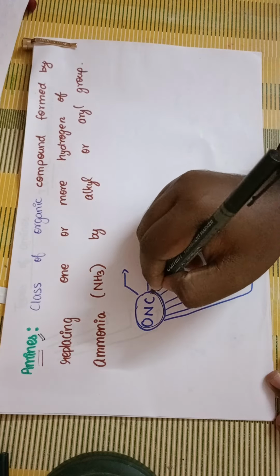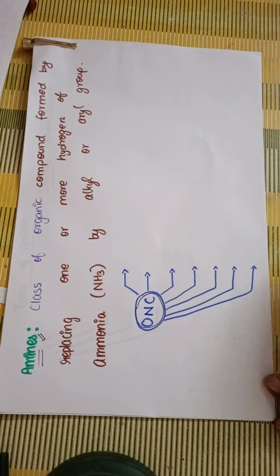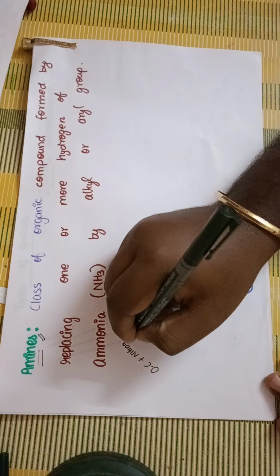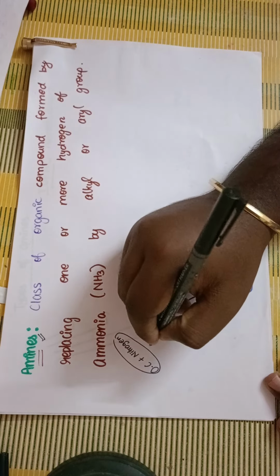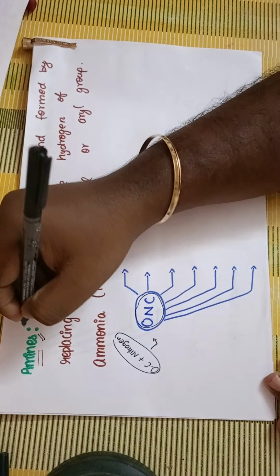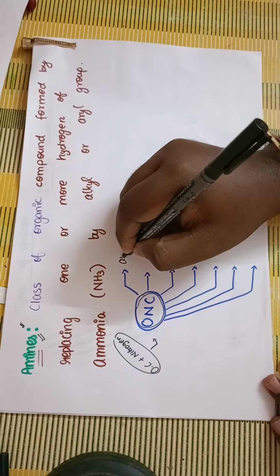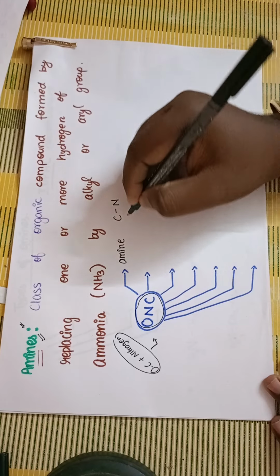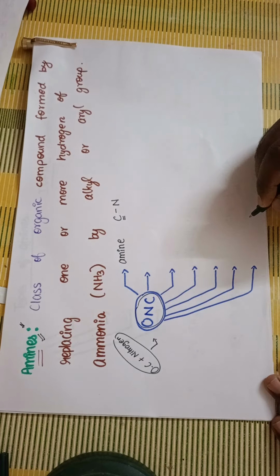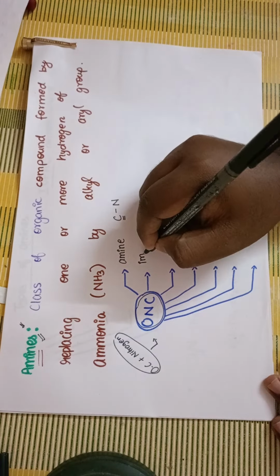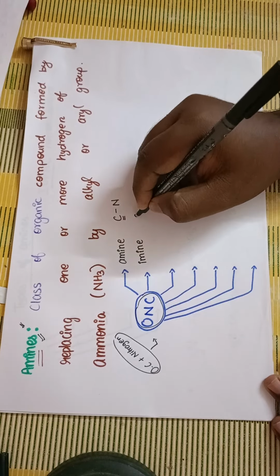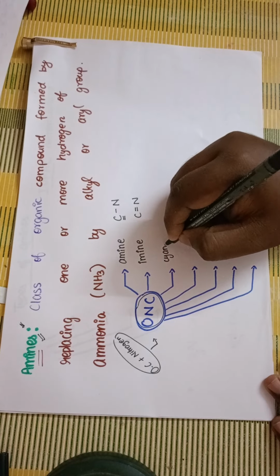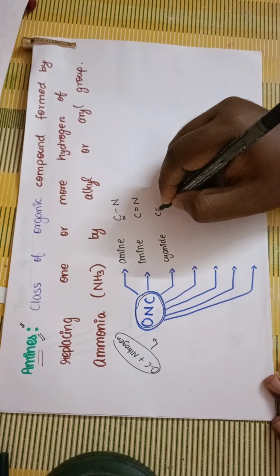What is this ONC? When your organic compound contains nitrogen, all those compounds are called ONC. One type is amines. Amines are carbon single bonded with nitrogen, and this carbon is not supposed to be a carbonyl carbon. Another class is imines: carbon double bonded with nitrogen. Another class is cyanide: carbon triple bonded with nitrogen.